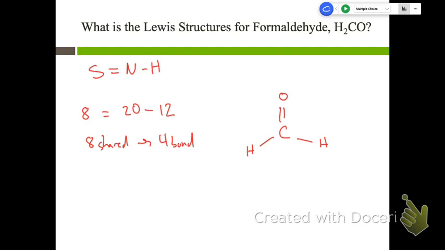So we have 4 bonds. They're all drawn out now. We know exactly how many. And then the question is, how many more electrons do we have left? So we've used 8 of the 12 electrons, right? We have 12. We've used up 8 in bonds. So how many do we have left? We have 4 more electrons. Where are we going to put those? 2 lone pairs on oxygen. All right?